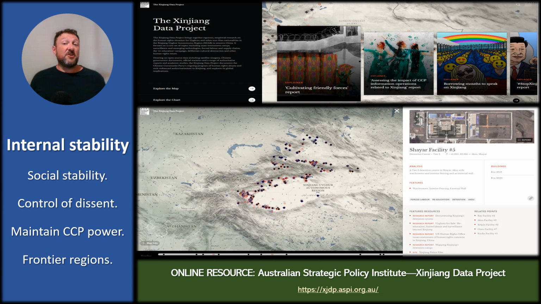If we're talking internal stability, this could include how the Chinese Communist Party maintains social stability, controls dissent, and ensures that it maintains its grip on power. It could include how China maintains control over frontier regions in Xinjiang, Tibet, Yanbian, and Hong Kong, for example.